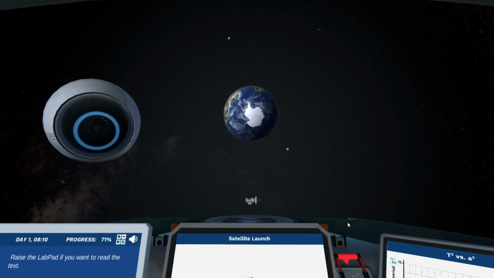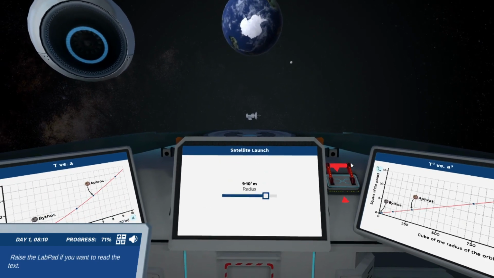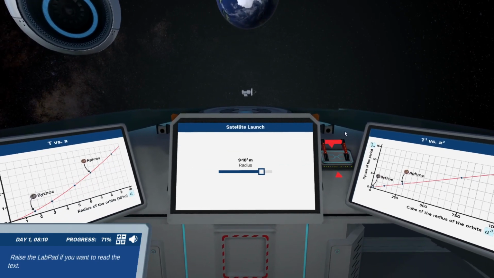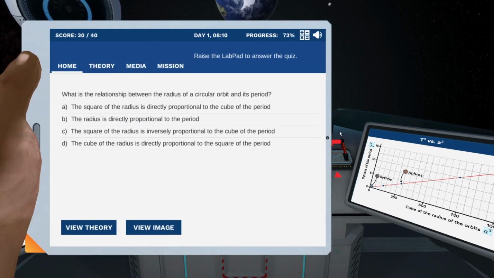Fantastic! I have found the curves that best fit our data and plotted them on our graphs. Check the graphs carefully to answer the following quiz question. What is the relationship between the radius of a circular orbit and its period?